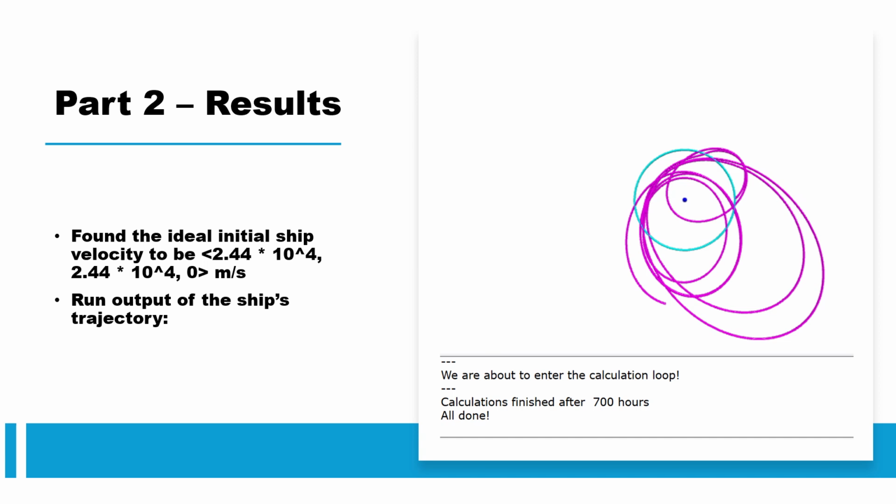For the results of Part 2, I found the ideal initial ship velocity to be 2.44 times 10 to the 4th, 2.44 times 10 to the 4th, and 0 meters per second, and the output of the ship's trajectory is shown on the right.